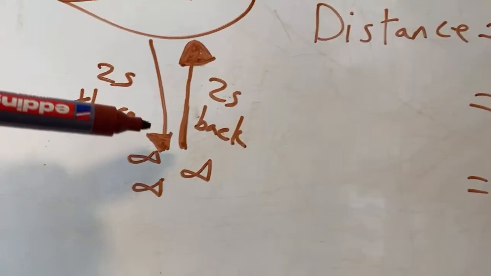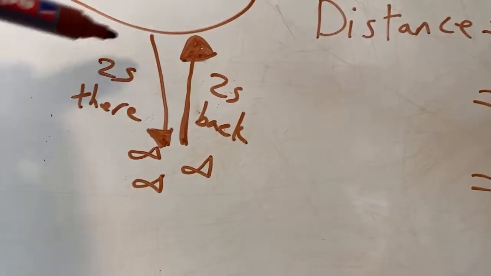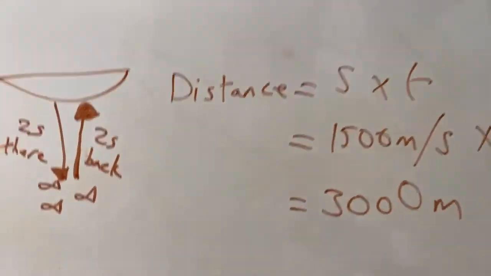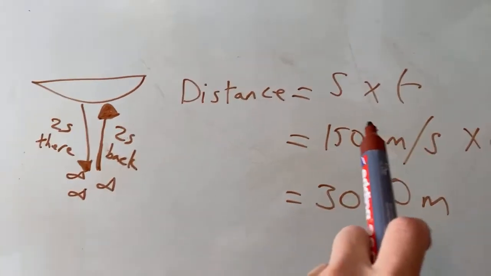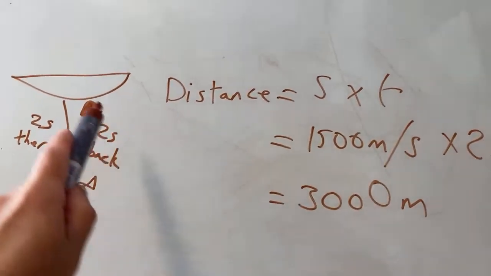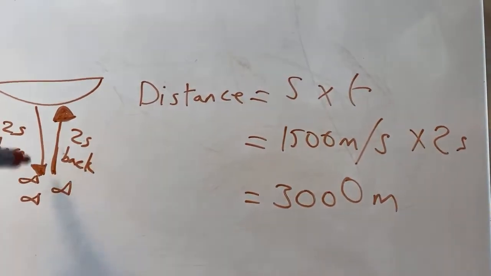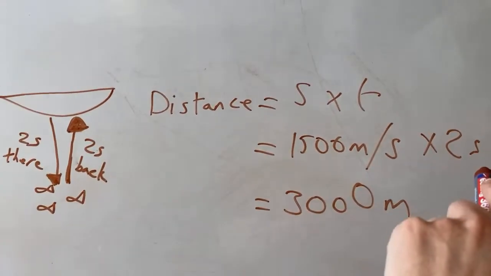This time I've drawn on, it took 4 seconds overall, so it took 2 seconds to get there, and 2 seconds to come back again. And I've written distance equals speed times time, because it does. So my speed, because it's in salt water, is 1,500 meters per second. And this time I've said the time to get there is 2 seconds.